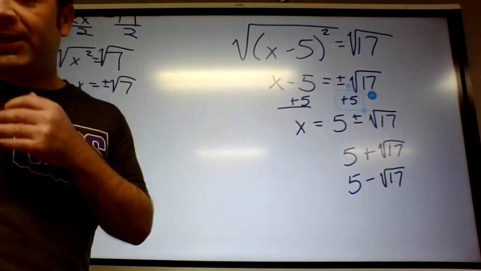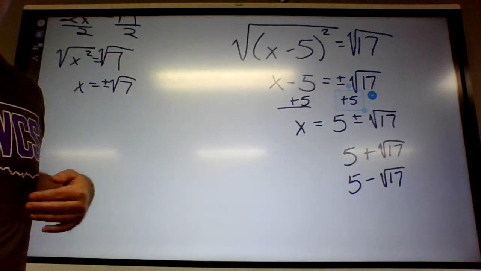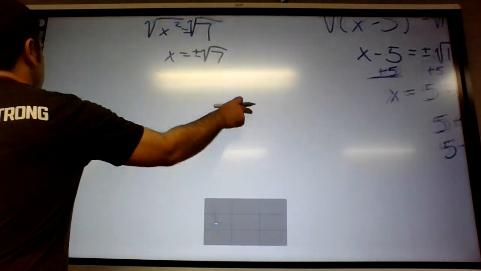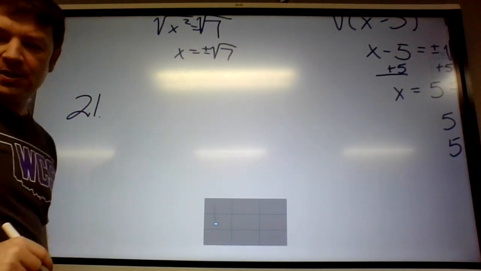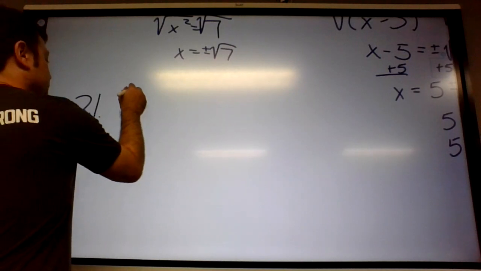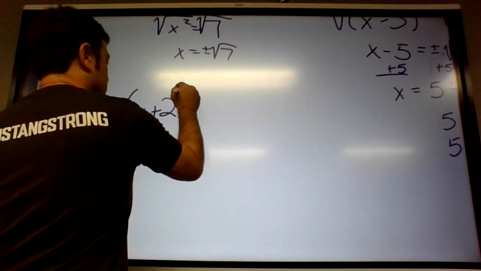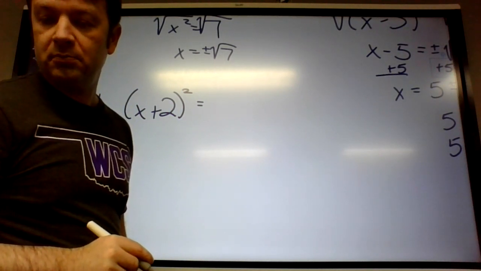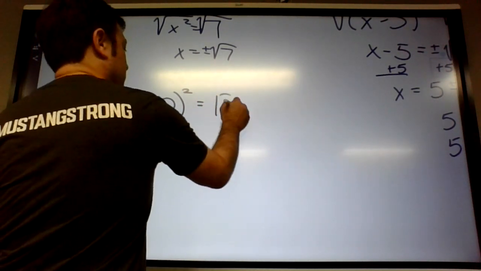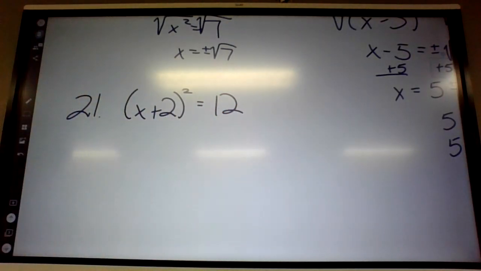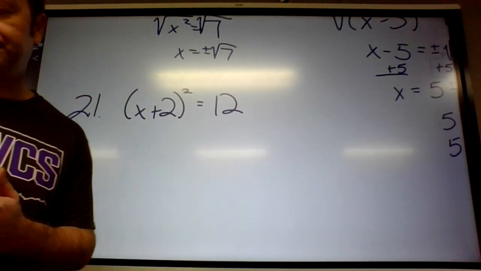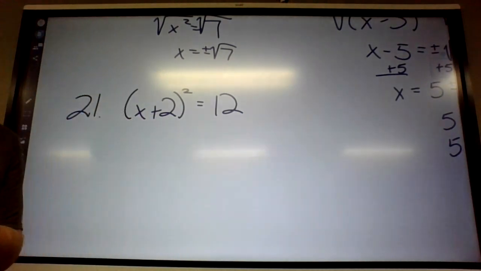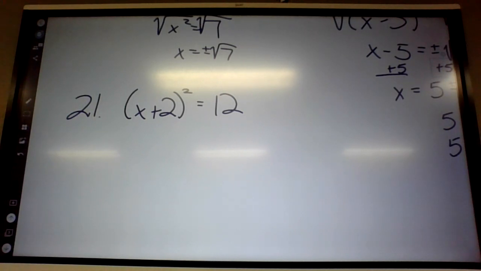All right, so let's go back to the odds. Number 21. I just made that one up. It's x plus 2 squared equals 12. All right. No, that's 24. All right, so what should I do first on this one? Square root.